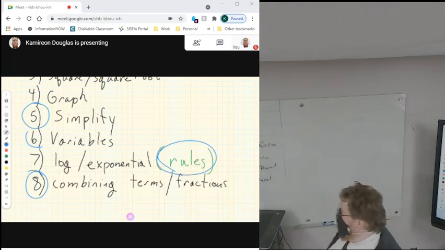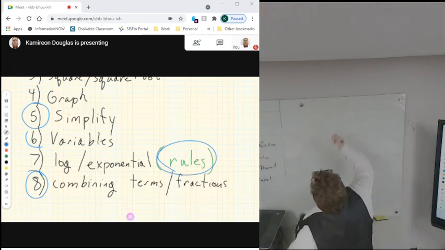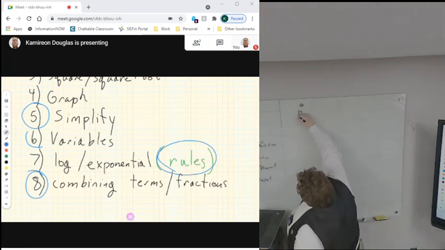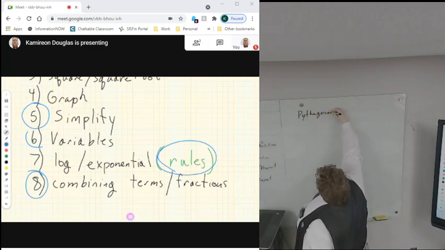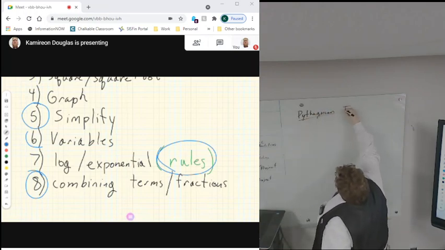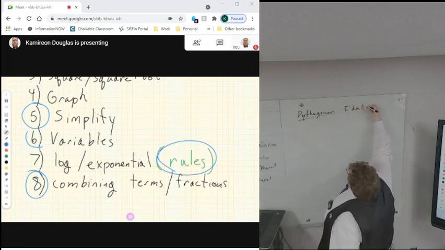So, let's talk about the Pythagorean identities. There are three of them. The reason they're called the Pythagorean identities is because they're all based upon the Pythagorean theorem. And for this, I'm going to do our first proof in the class.